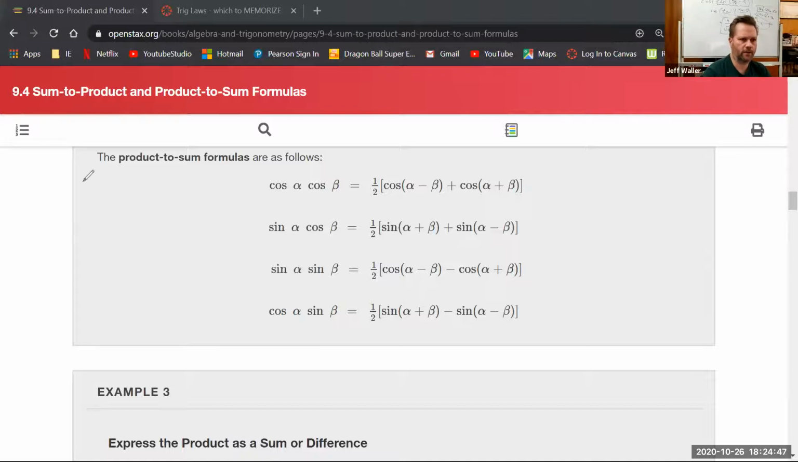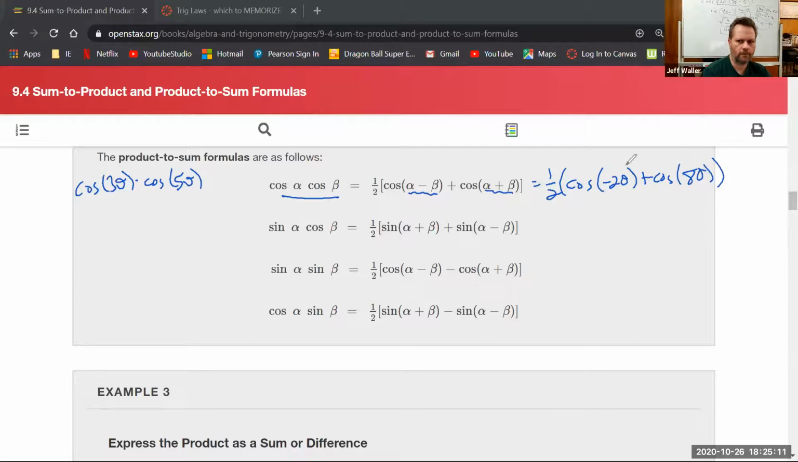You write it up here again. Cosine of 3 theta times cosine of 5 theta. So that's obviously using this guy. So how do I rewrite this? It would be 1/2 of cosine of 3 theta minus 5 theta plus cosine of 3 theta plus 5 theta. And what's cosine of negative 2 theta, for example? What can I do with the negative? It just goes away. Do you guys remember that?